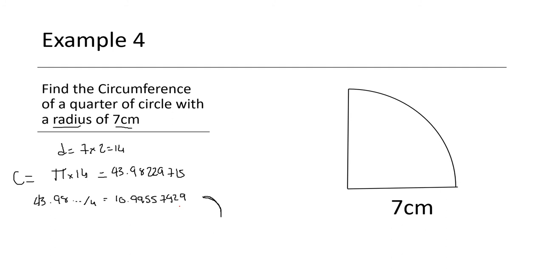So now we have found a quarter of our circumference, and we need to add on our radius that goes down here and then our radius that goes this way. Because remember, instead of finding the whole circumference, we've only found a quarter, so now we have to add on those extra 2 values. So we have to do 10.99 and so on, plus 7 once, because it's one of those sides, and then plus 7 again. Once we add 7 twice, we get a final answer of 24.9955749, which rounded to one decimal place gives us an answer of 25 centimeters.